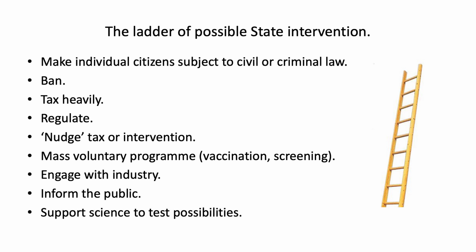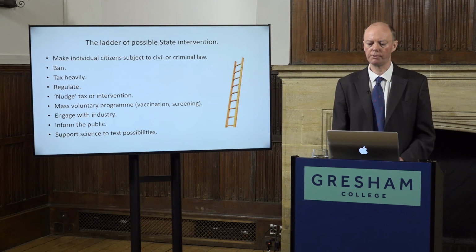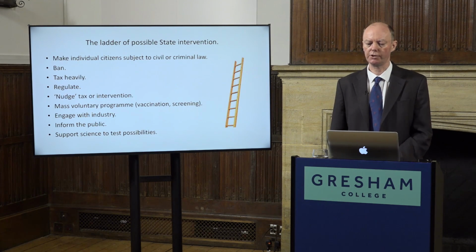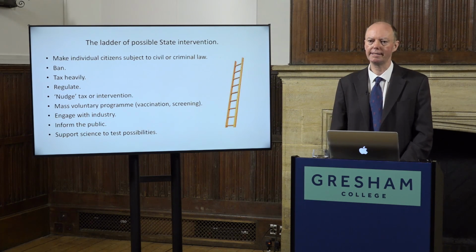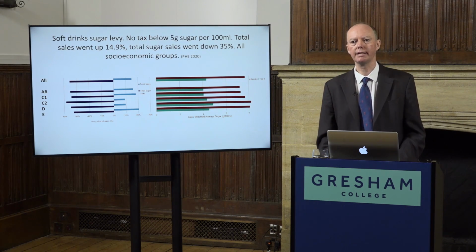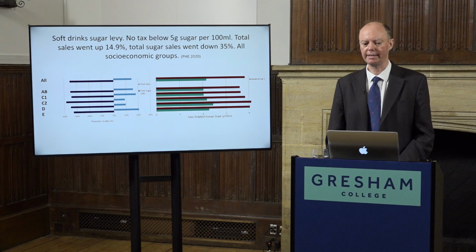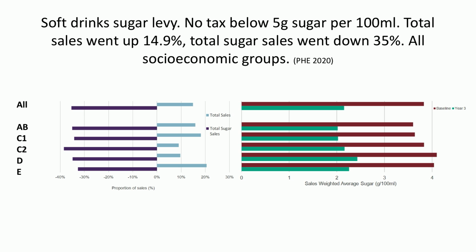But there becomes more controversy about whether we should go further into nudge taxes, regulations, and in particular, heavy taxation, banning or making individuals subject to criminal or civil law. And I think most political traditions would, in the UK at this point in history, move very, very cautiously about going further than halfway up this ladder of interventions unless the evidence is really clear that's the right thing to do. So here's an example where the state, in the form of the government, duly elected government, went halfway up that ladder. And this was the soft drinks sugar levy.